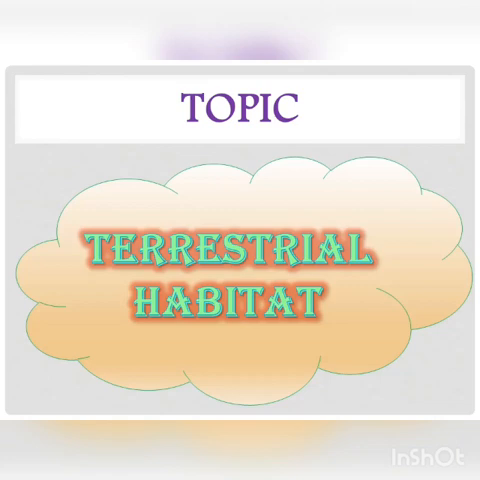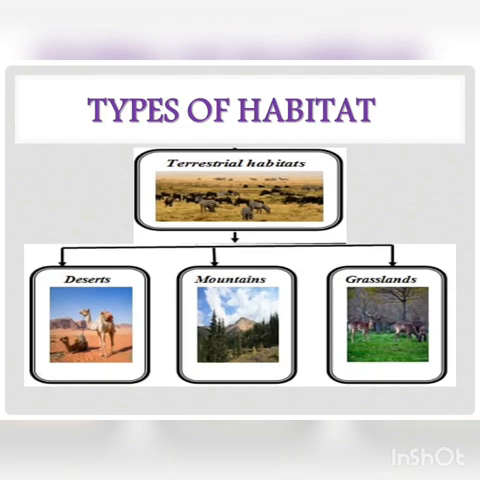The topic which we are going to see today is terrestrial habitat. What is terrestrial habitat? The plants and animals that live on land are called terrestrial habitat. Let's take a journey through different terrestrial habitats. The different types of terrestrial habitat are deserts, mountain region and grasslands.